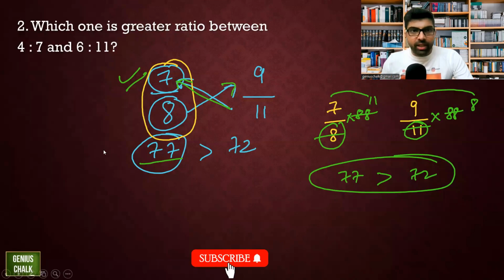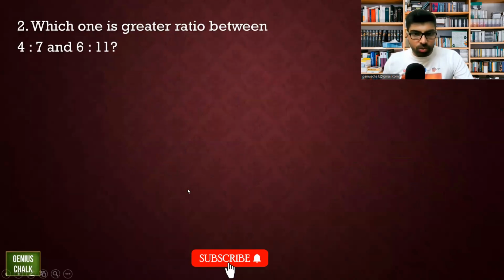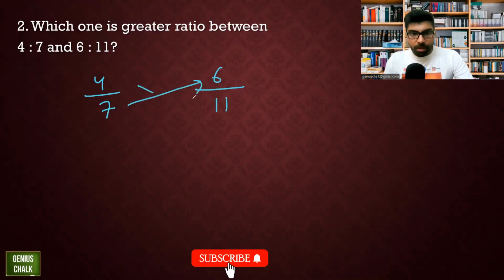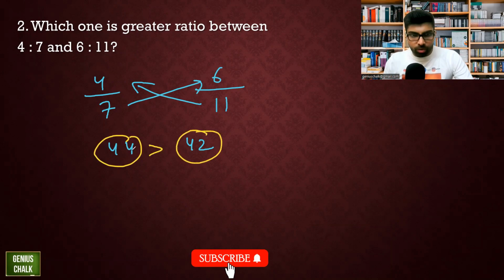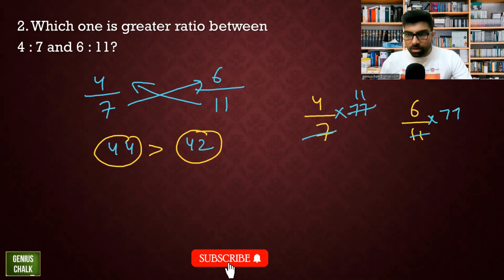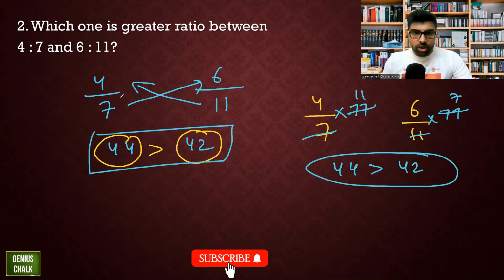Next one, which one is the greater ratio between 4:7 and 6:11? In this case, 4:7 means 4/7, 6:11 means 6/11. Again, I can follow the same approach. So 4 into 11 becomes 44, 6 into 7 becomes 42, and we can see 44 is greater than 42. This is my answer. Again, the logic is the same. 4/7, 6/11, 11 and 7. What is the LCM? That is 77. So multiply by the LCM. This becomes 11 and this becomes 7. Again, we get the same answer. So this is the shorter approach. This is how this is developed, right?